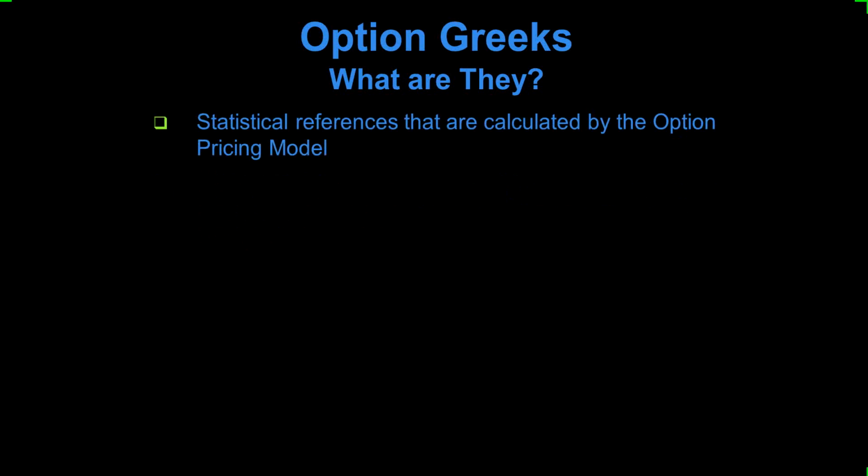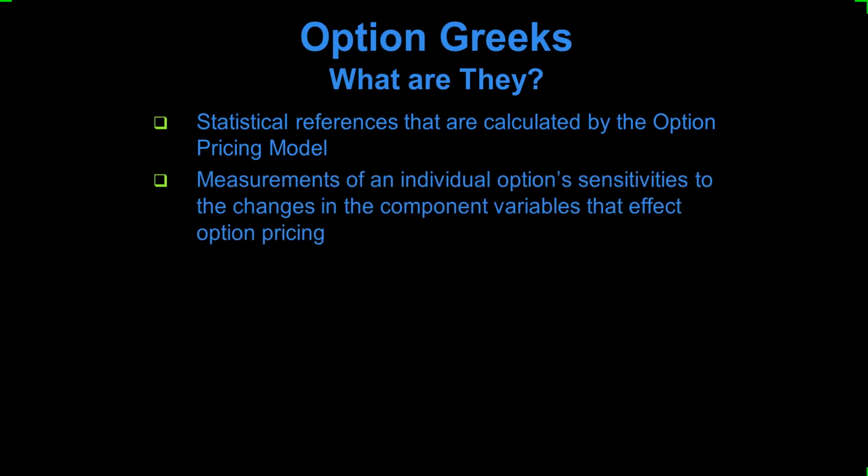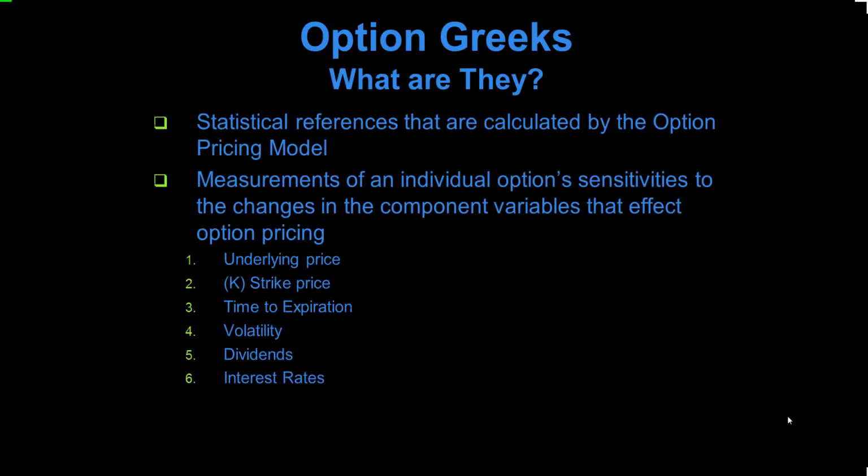Okay, so what are the Greeks? Well, it's really just a reference point, and it's based on the option pricing model. And as I pointed out before, options are sensitive to a couple of different things. Options are sensitive to time, expiration, strike price, a whole number of things.